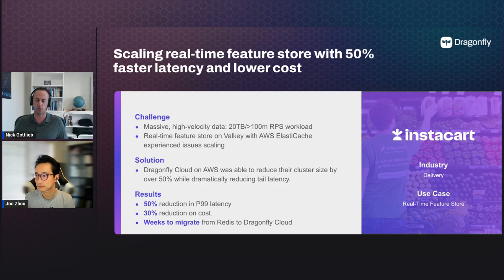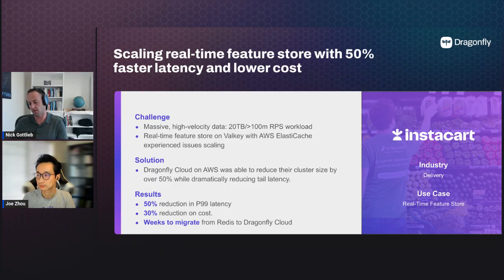So I spoke earlier about the challenges Instacart was facing, right? They had this massive high velocity feature store. They were running it on Valkey with AWS ElastiCache and had a lot of scaling issues. After running a POC and evaluating a few different solutions, they decided to move to Dragonfly Cloud, still running on AWS. They were able to reduce their cluster size by over 50%, dramatically reduce tail latency, with a 50% reduction in P99 latency and a 30% reduction in infrastructure costs. They were able to complete this entire migration in weeks, right?